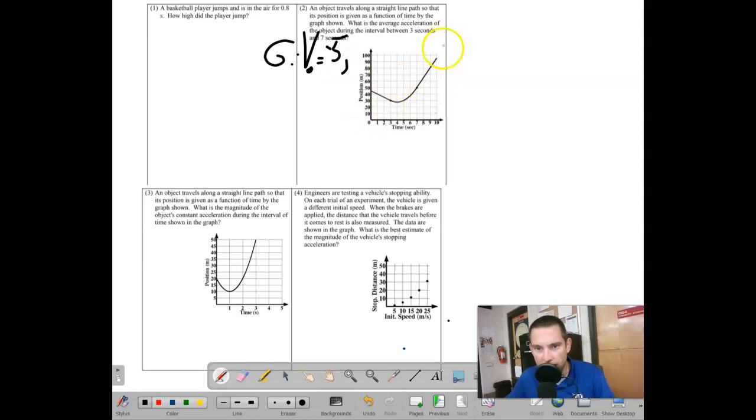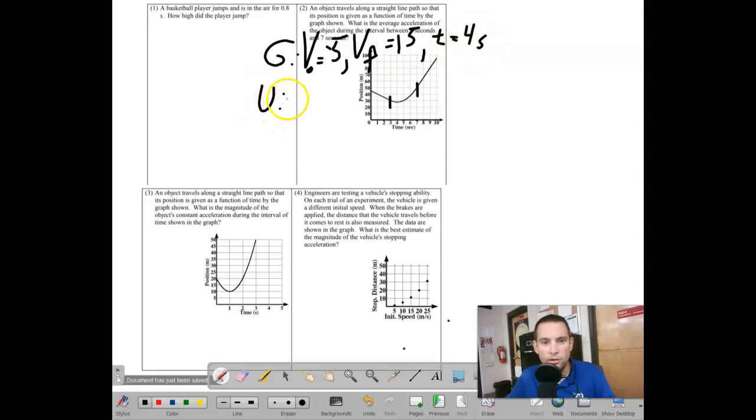Our ending velocity, this velocity over here, is going to be this rise, which is going from 50 to wherever, 80. So it goes up 30, and that took 2 seconds, so 30 divided by 2. Our final velocity is going to be 15 meters per second. And we know the time interval between here and here is 1, 2, 3, 4 seconds. What don't we know? What is the question asking us for? It's asking us for acceleration.